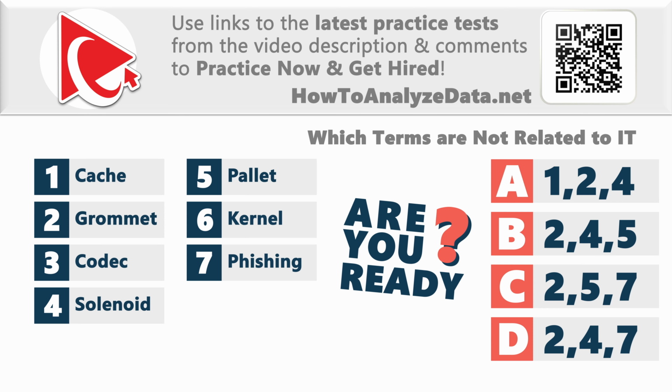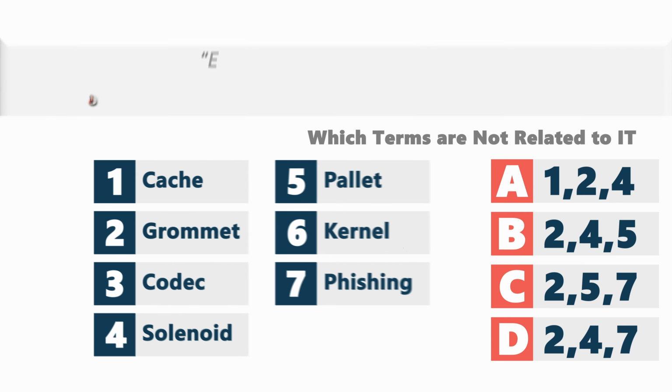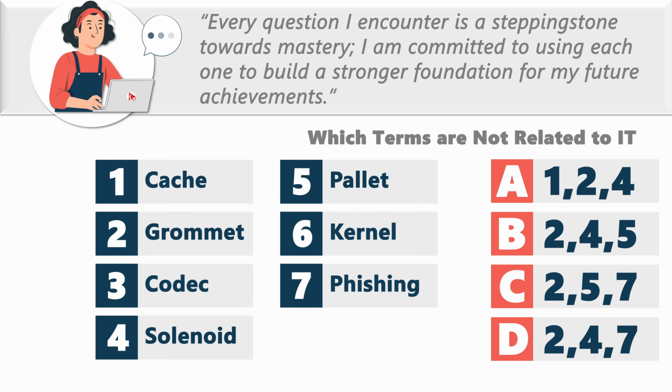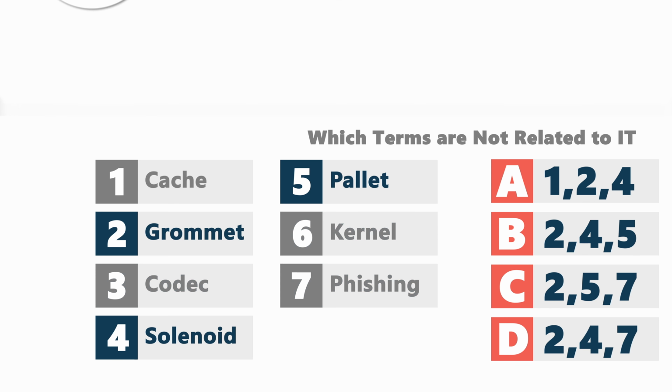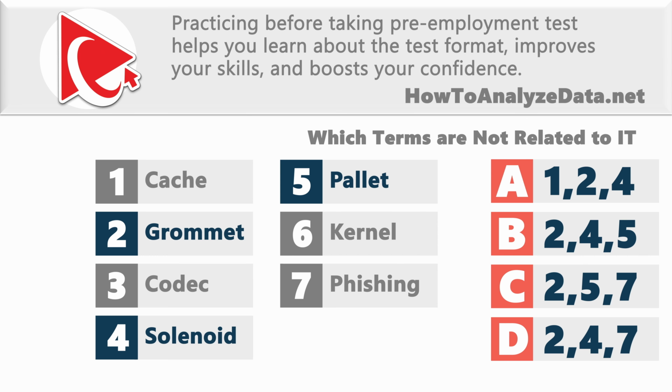Time's up. Are you ready to show your answer? Let's start solving this question by eliminating terms that definitely sound like IT terms. Number 1, cache. Number 3, codec. Number 6, kernel. And number 7, phishing. Three remaining terms are kinda questionable.